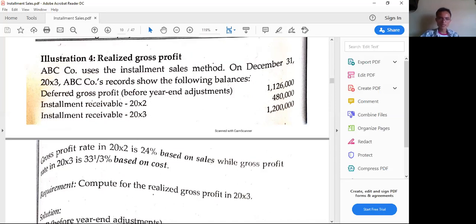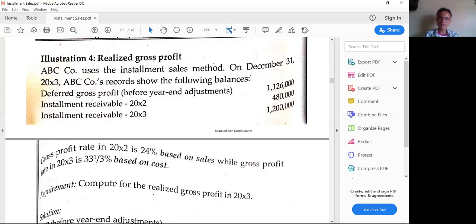Now remember, the methods of computing the receivables, realized gross profit, and even the deferred gross profit would be two. So I label them as method one and method two. Method one is what we have used so far, collections multiplied by the gross profit rates. Another method is deferred gross profit beginning minus the deferred gross profit ending is the realized gross profit.